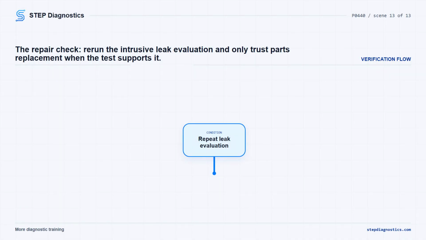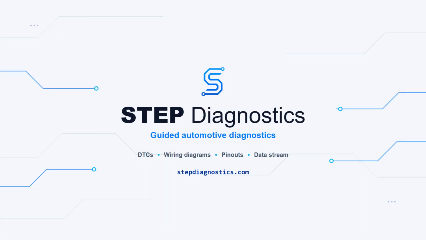Keep the verification separate from the leak hunt. After the repair, repeat the intrusive leak evaluation and confirm the EVAP system now creates and holds vacuum as expected, with the ESIM switch behavior matching the test result. The key with P0440 is not to guess at parts. Prove whether the system is leaking right now, then isolate which side of the EVAP system is responsible, and only replace a component when the test result supports it.